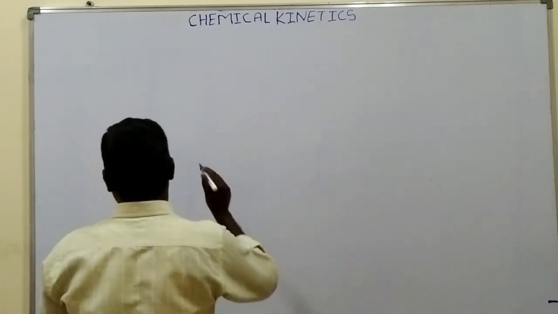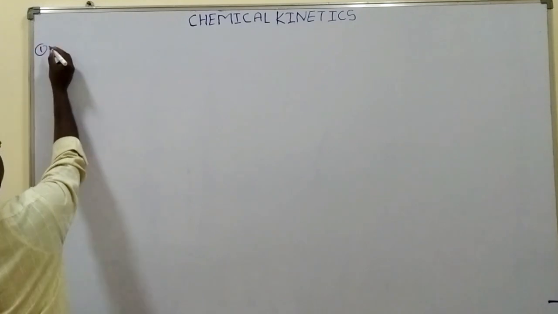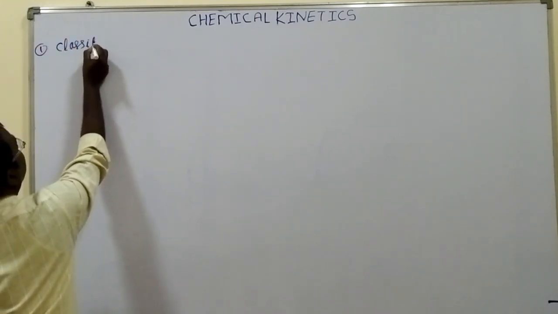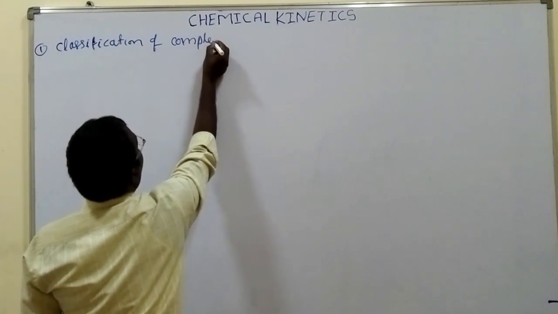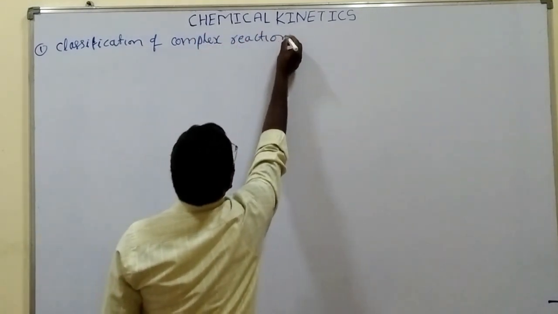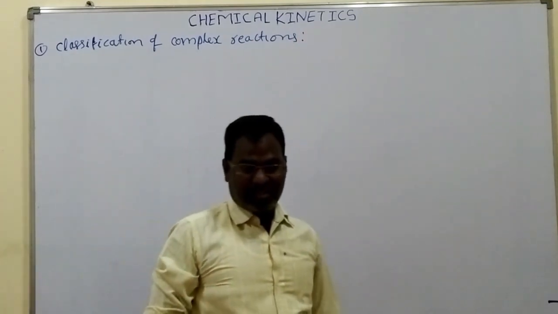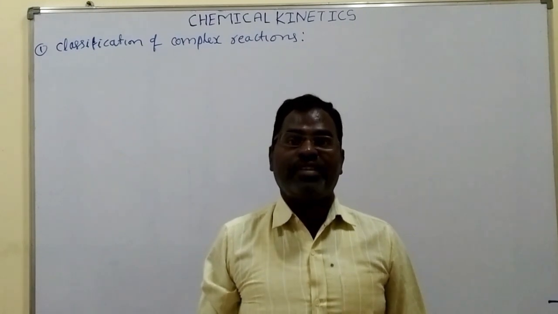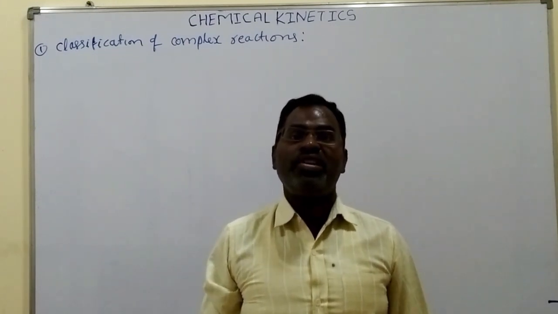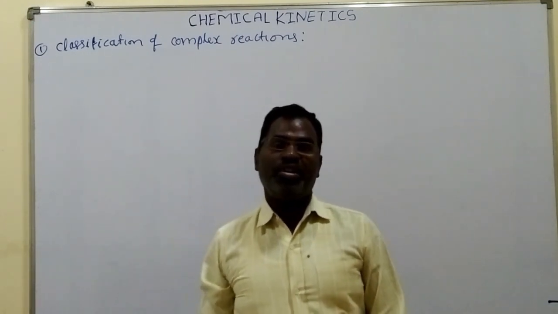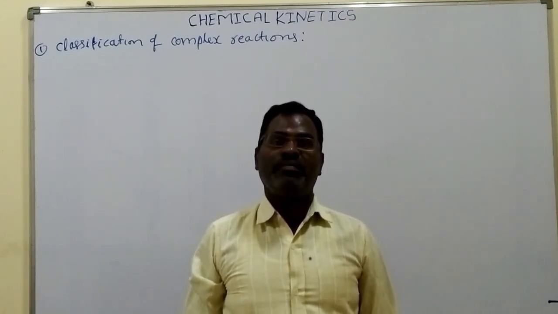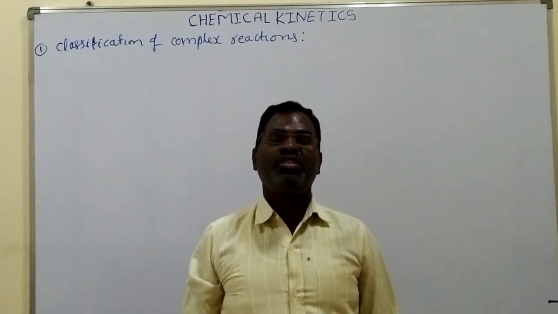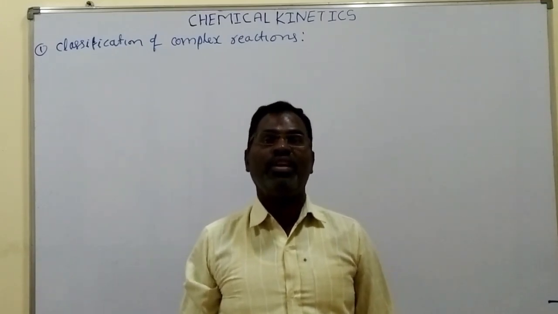So first is the classification of complex reactions. Generally, on the basis of the nature of the reaction, complex reactions are further divided into six types. The first one is opposing reactions. Second is parallel reactions. Third is sequential reactions. Fourth is chain reactions. Fifth is photochemical reactions. And the last one is surface reactions.